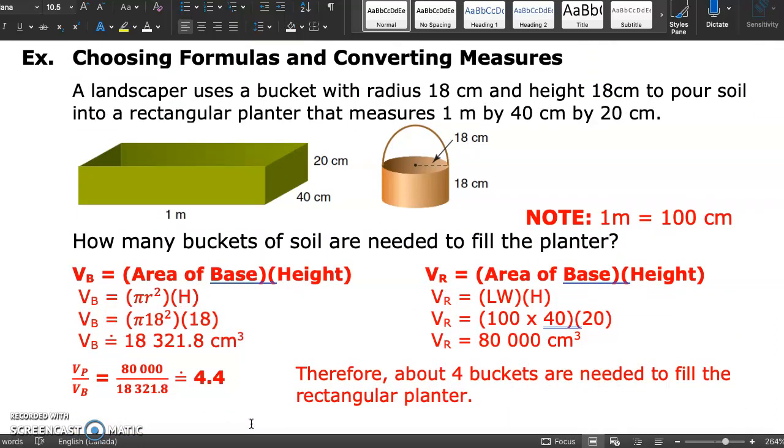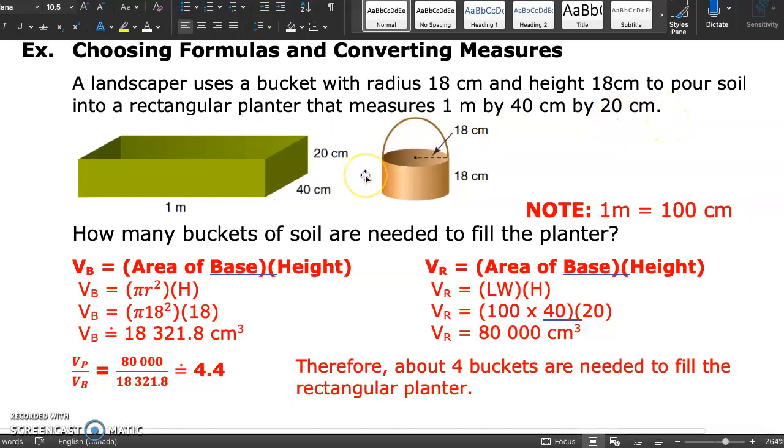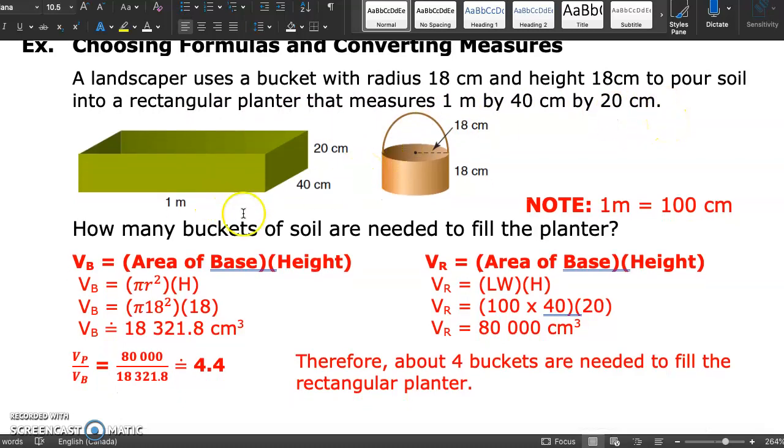Example, choose formulas and converting measures. A landscaper uses a bucket with radius 18 centimeters and height 18 centimeters to pour soil into a rectangular planter that measures 1 meter by 40 centimeters by 20 centimeters. How many buckets of soil are needed to fill the planter? So, we need to determine the volumes of each of these objects.